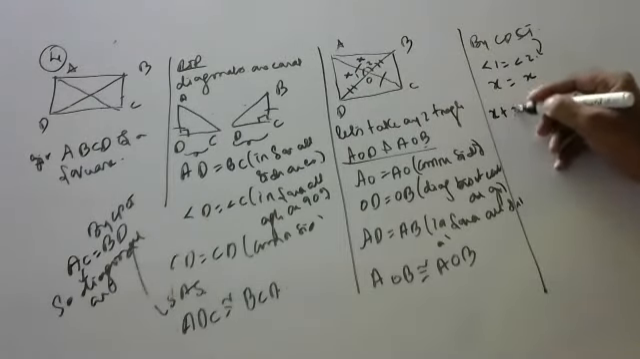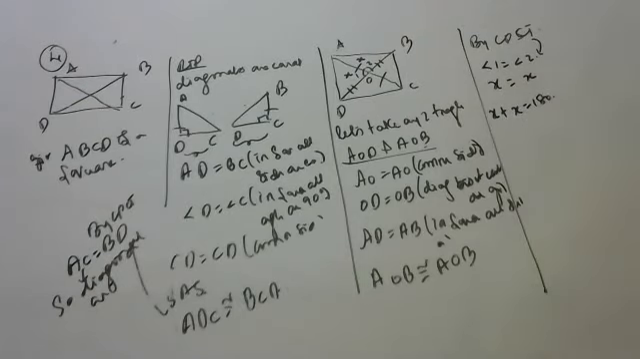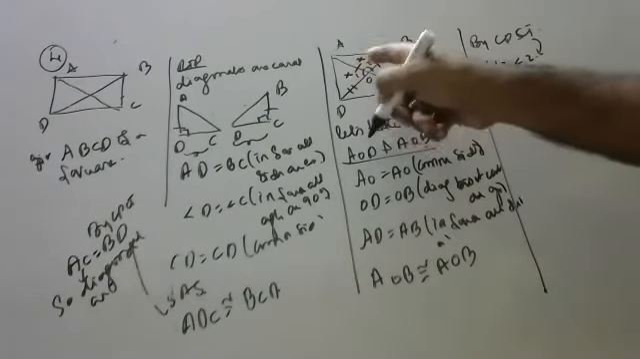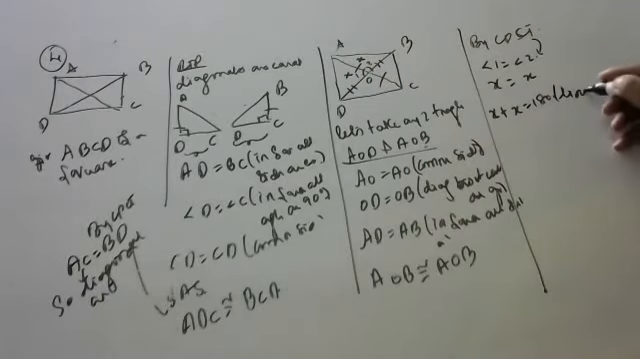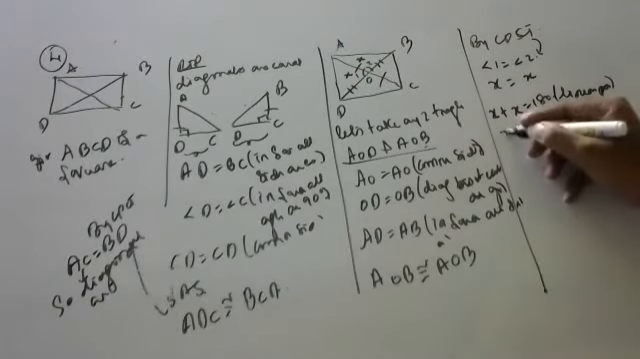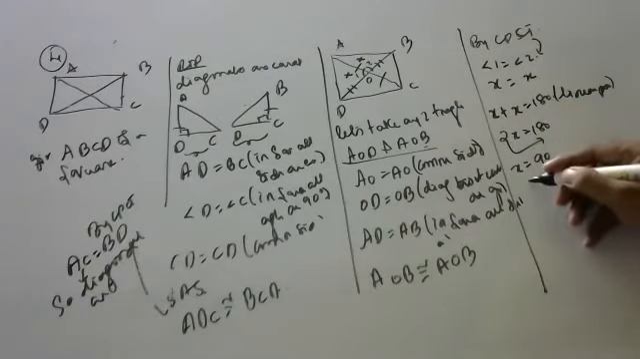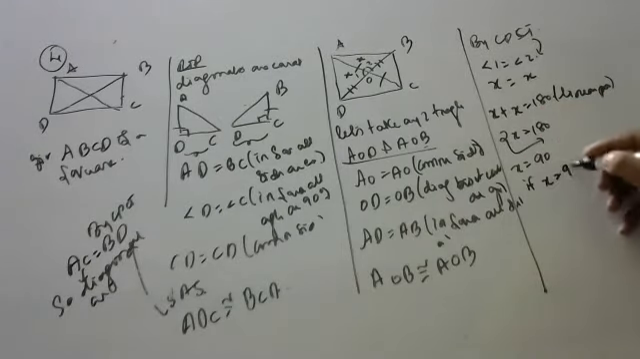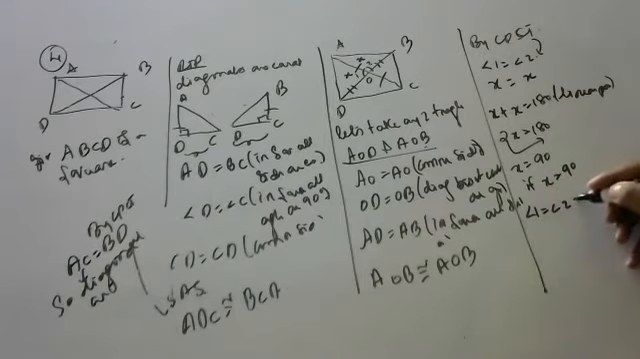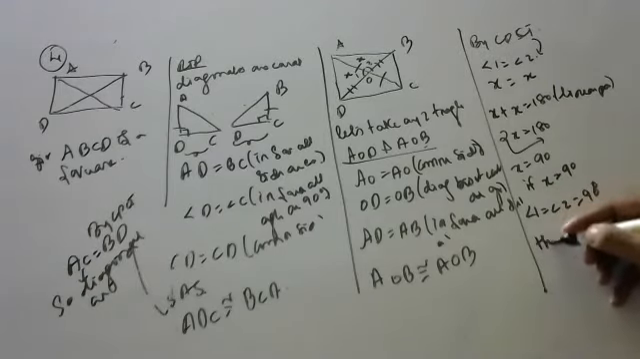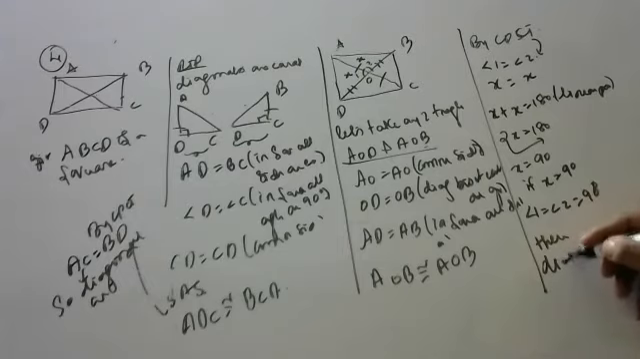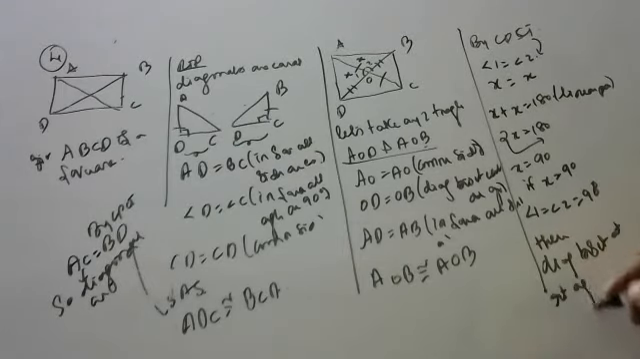Can I write x plus x is equal to 180, children? Yes, sir. Why? Because it is a linear pair. Can I write 2x is equal to 180? X is equal to 90. So if x is equal to 90, angle 1 and angle 2 are also 90. Therefore, diagonals bisect at right angles. That's it.